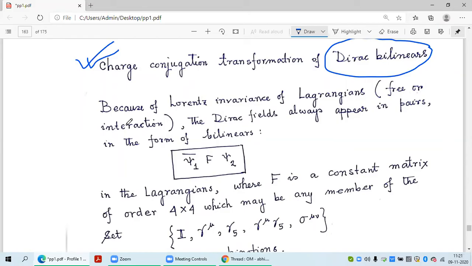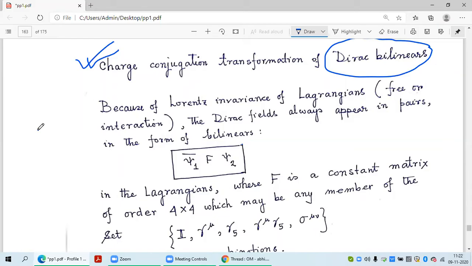Now, whatever the interaction part of these Lagrangians is, they are related to physical processes. But the interaction Lagrangian, being a Lagrangian, should be Lorentz invariant. Therefore, if this Lagrangian contains a Dirac field, it must appear in this form, because you have to make the Lagrangian invariant.